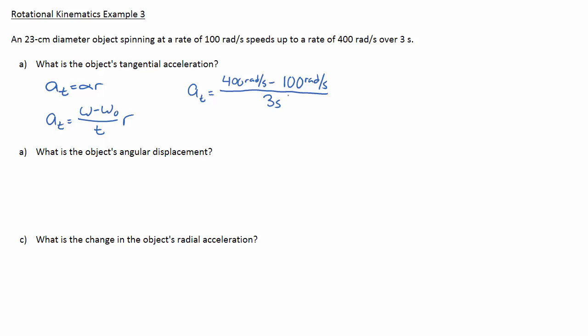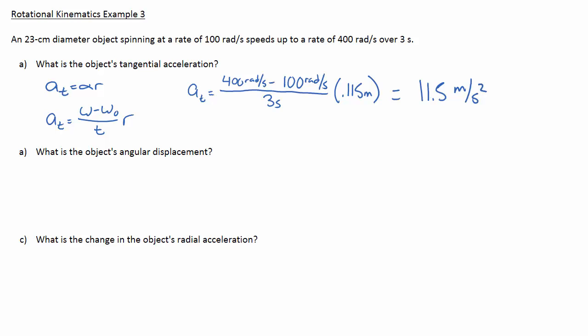Key thing on here is I know that I have a 23 centimeter diameter object. So I know the radius is half of that. So the radius is going to be 11.5 centimeters or 0.115 meters. If I multiply this out, what I'll end up with is 11.5 meters per second squared. The tangential acceleration is linear, so your unit is meters per second squared, not radians per second squared.